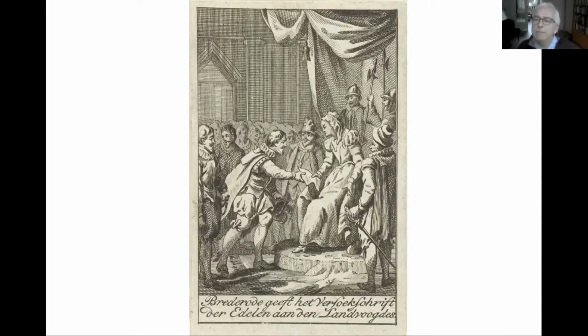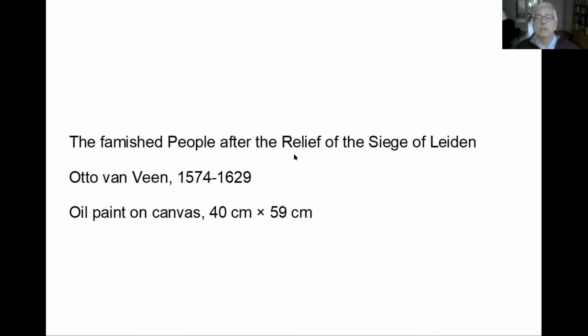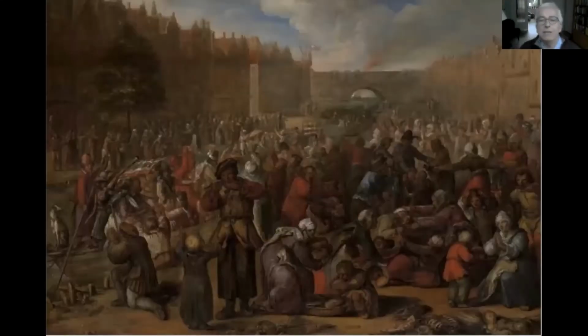And from this word, gueux, beggar, derived a name of honor, the Geuzen, the group of resistance, most of them Dutch Protestant nobility, the resistance against the policy of Philips II. And those gueux we'll see again in this painting.